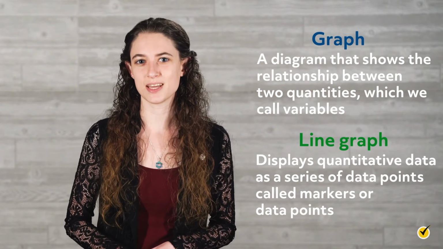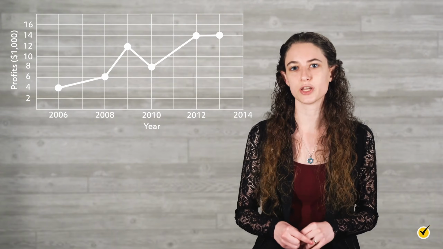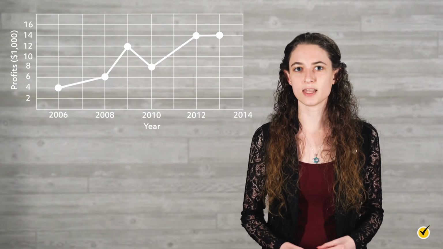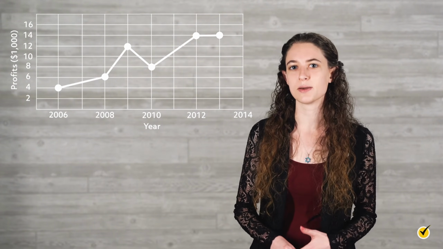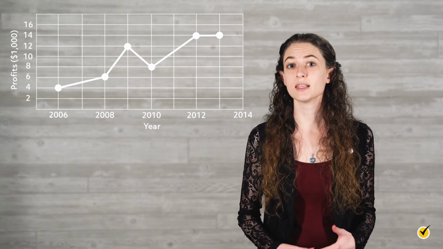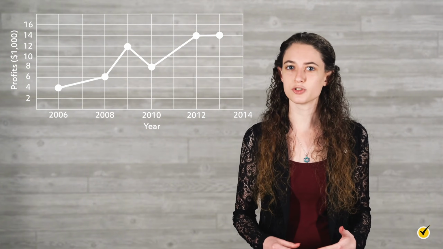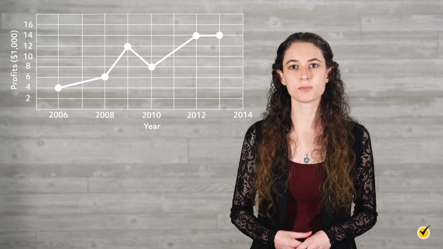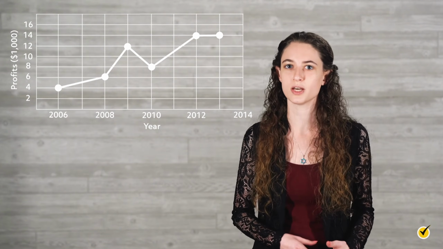Let's take a look at an example. This line graph shows the change in a company's profits over several years. The x-axis is labeled year and the y-axis is labeled profits. We see that line segments connect the data points plotted on the graph. Since the line segments are generally moving in a positive direction, we can say that the company's profits tended to increase from 2006 to 2013.